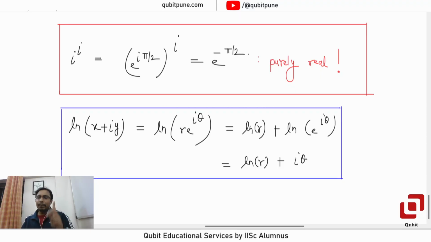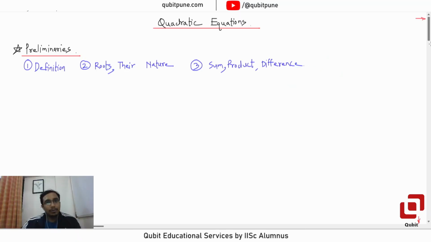Well, there is one part that I have not covered deliberately, and that is that there can be some conic sections which we can represent using complex numbers. But because we have not yet studied conic sections like straight lines, circles, ellipses, I will put these formulae there when we discuss coordinate geometry in detail. Okay? Fine. Today we are going to revise quadratic equations.